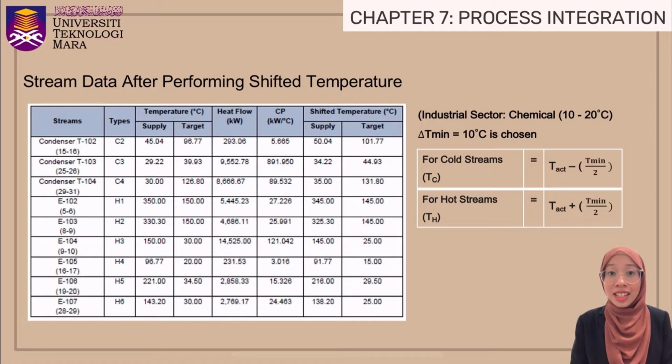If you can see, this is a table of stream data after performing shifted temperature. In order to obtain shifted temperature, the selection of delta Tmin is very important. Based on our production plan, we consider delta Tmin under the chemical industrial sector with the experienced temperature value 10 to 20 degrees Celsius, and we choose 10 degrees Celsius instead of 20 degrees Celsius because we all know that a small value of delta Tmin will give the maximum energy recovery, minimum hot and cold utilities, as well as minimum energy consumptions. So here is the formula that we use to obtain shifted temperature for hot and cold stream.